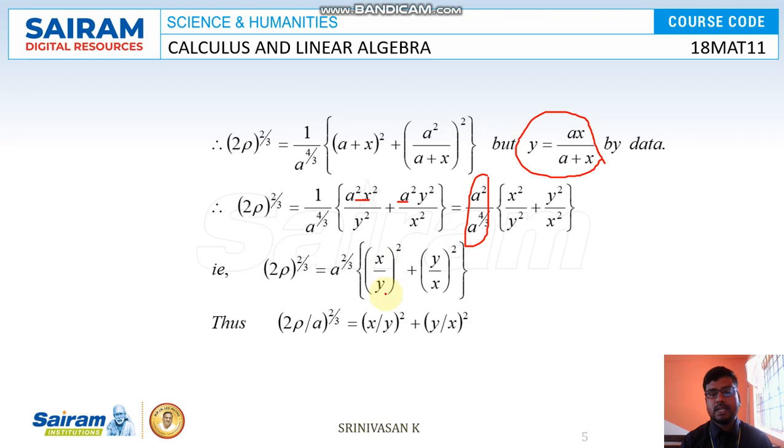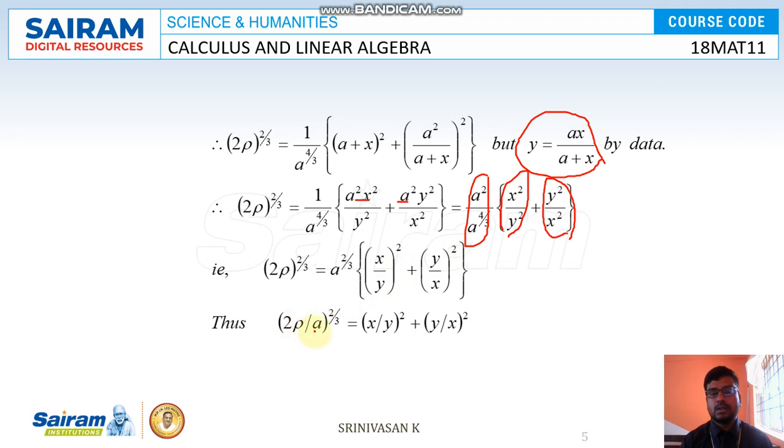So this is (x/y)² + (y/x)². Can we write this as (x/y)², and this as (y/x)²? So 2ρ^(2/3) = a^(2/3) [(x/y)² + (y/x)²].